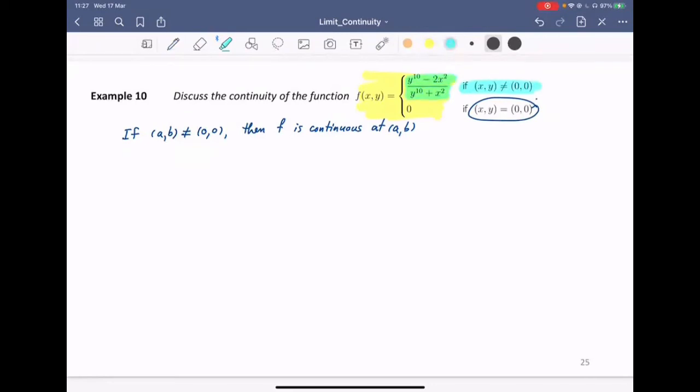The function is continuous at any point, at AB equal to 1, 1, at AB equal to 1, 2, at AB equal to negative 1, 1. For any point AB that is not equal to 0, 0, there's no point to talk about a continuity check, because you use the same function all the time, and for sure it is going to be continuous. So the only point that you need to be careful about is when AB equals 0, 0.